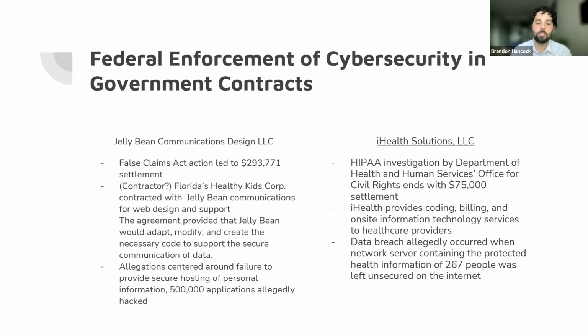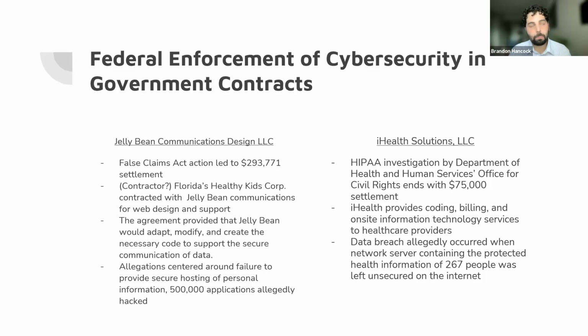In that contract, it specifically said that Jelly Bean would adapt, modify, and create the necessary code to support the secure communication of data. And basically, as soon as performance started, they were failing to meet that commitment. They had software and security within their IT system that was out of date from the get-go, and they didn't implement any additional security measures to limit access to the applications that were being filtered through. So you have allegedly 500,000 applications being hacked. The applications for these children getting health insurance were all essentially made available on the internet because of the lack of security for this particular system.